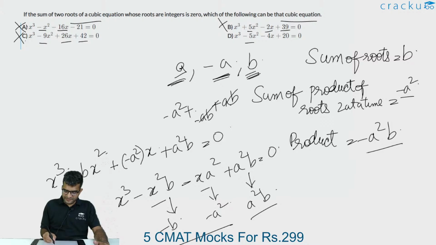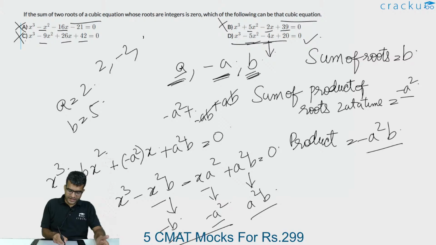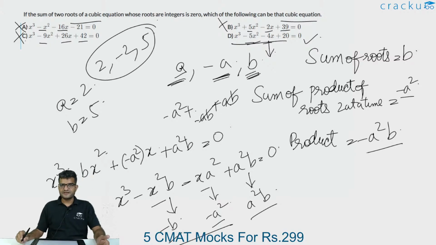In the final case it is minus 5 into minus 4, which is equal to 20, so this is satisfying the required condition. In addition to that, we can actually figure out that the value of minus a square is equal to minus 4, or the value of a will be equal to 2, and the value of minus b is equal to minus 5, so the value of b is equal to 5. So the 3 roots of this cubic equation will be 2, minus 2 and 5, which actually satisfies whatever conditions were required. So the correct answer will be option D. Let us now look at the next question.